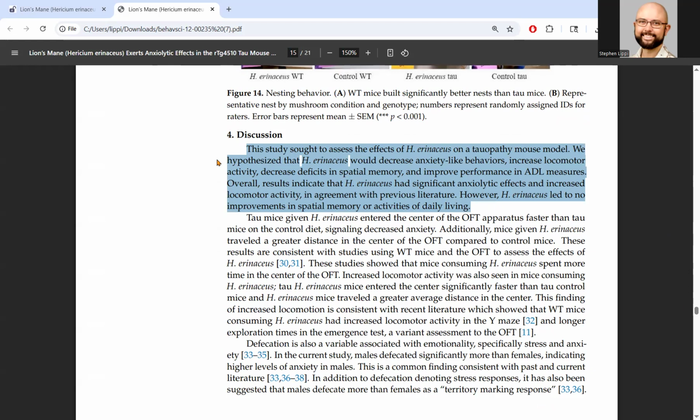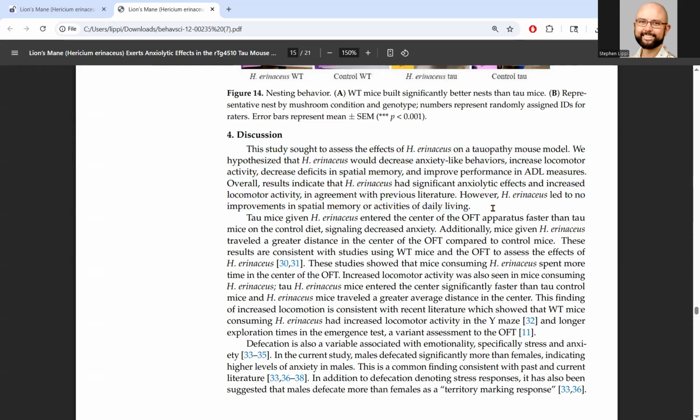We hypothesized that H. erinaceus would decrease anxiety-like behaviors, increase locomotor activity, decrease deficits in spatial memory, and improve performance in ADL measures. Overall, results indicate that Hericium erinaceus had significant anxiolytic effects and increased locomotor activity in agreement with previous literature. However, H. erinaceus led to no improvements in spatial memory or activities of daily living.